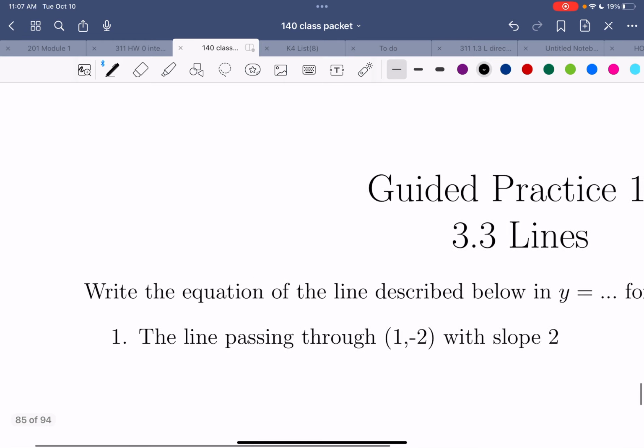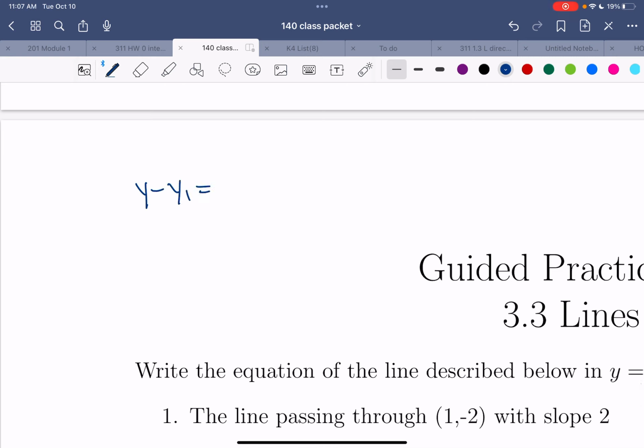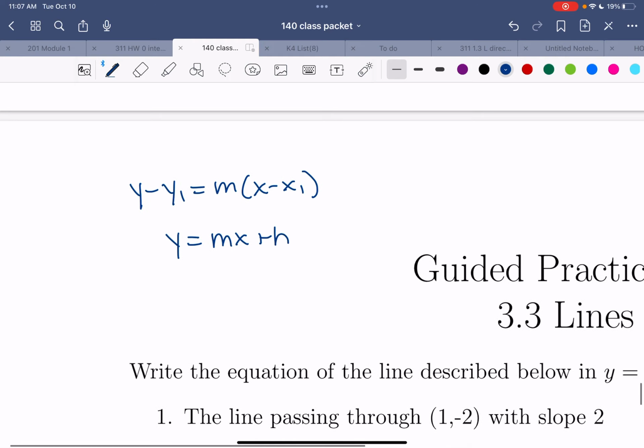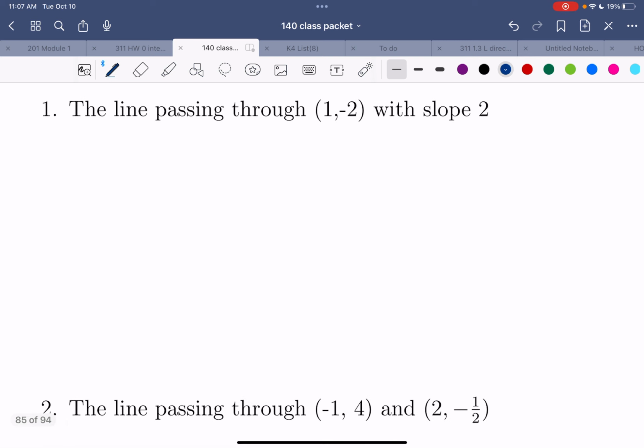Keep in mind here we're using 2 different formulas. So point slope would be y minus y1 equals m times x minus x1. And your slope intercept is y equals mx plus b. All right, you can use either. I'll probably kind of alternate and go with it.